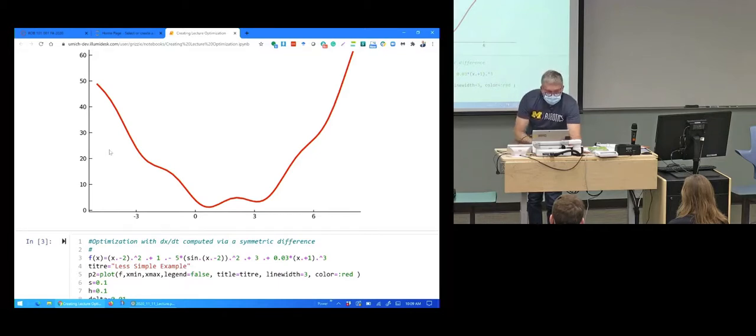Why is my mouse frozen? Is it showing up here? Yes, that means it's showing up on Zoom too.